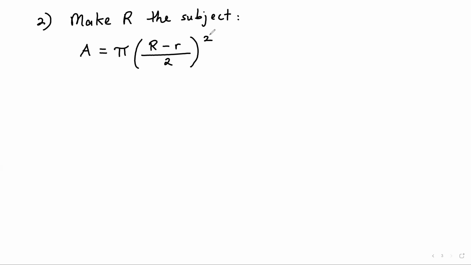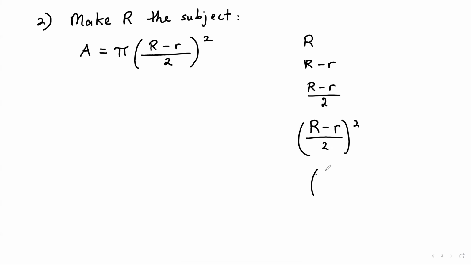Well, in this one, the first thing you'd have done to R is you would have had R, and then the next thing you did is you subtracted small r from that, and then you divided that, the difference of R and r, by 2, and then you squared it, and then finally you multiplied all of that by pi, right? So these are the steps. So to undo it now, we have to start with this last step, which was multiplying by pi.